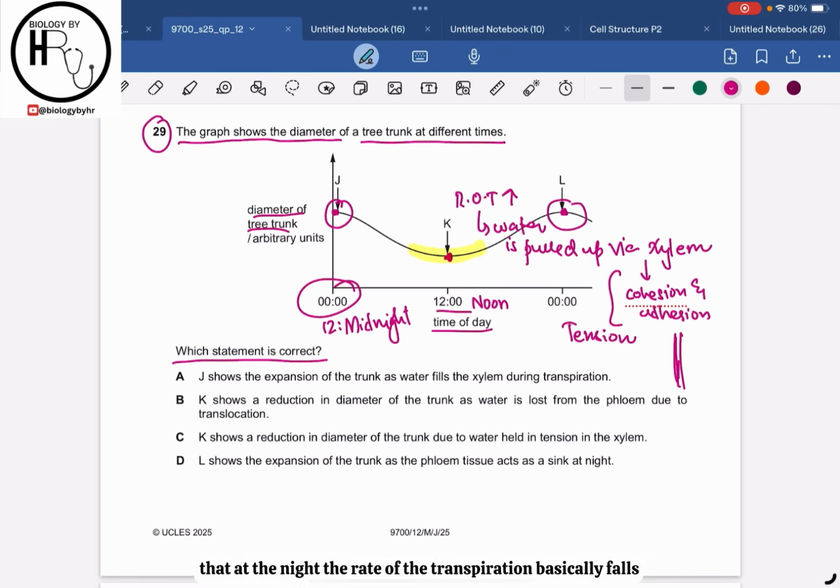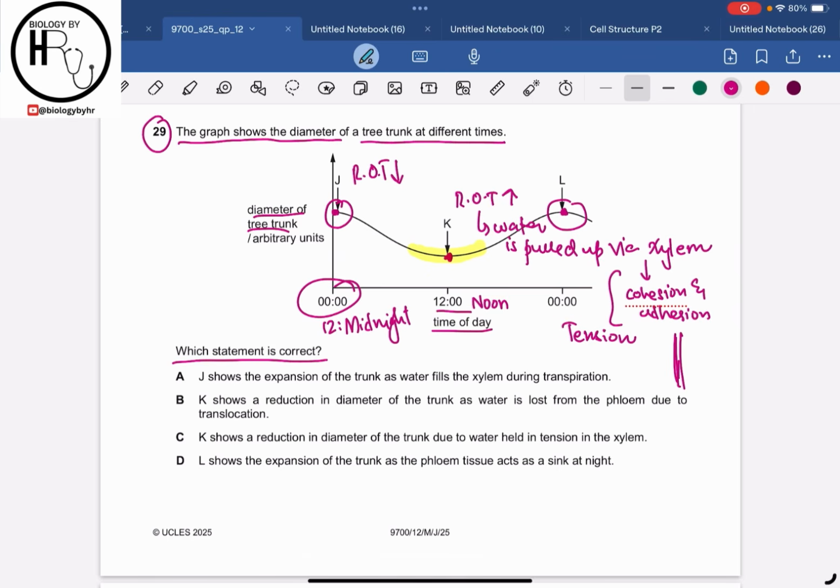Because we know that at night the rate of transpiration falls, and if the rate of transpiration falls, there will be less need to pull up the water through the xylem, right? And if there is less need to pull up the water through the xylem, there will be less cohesion and adhesion forces generated, and then there will be less tension. So if there is less tension in the xylem vessel, then the trunk will refill, or regain its original diameter, and it will expand again.